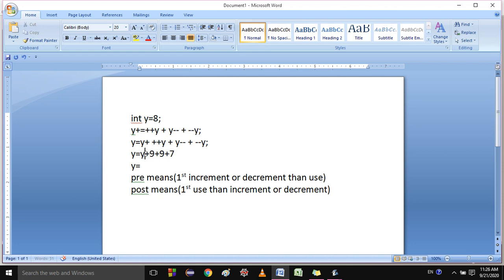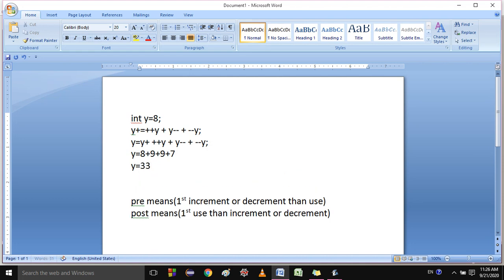I already explained to you, and you know that first 8 will be here, so 8 will be written over here. Then it becomes 9, then it becomes 9 again, then 9 becomes 8, and it goes to 8, then pre-decrement it becomes 7. So what will the answer be? You will get 9 plus 9 plus 8, so 26, and 26 plus 7, 33. So you will get the answer 33.